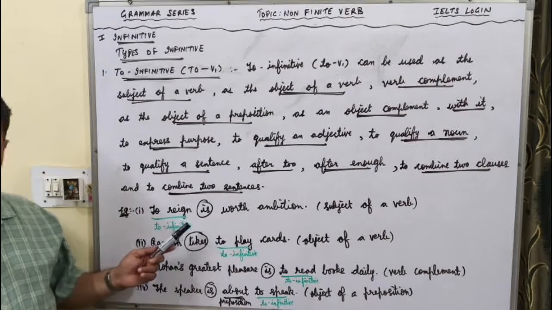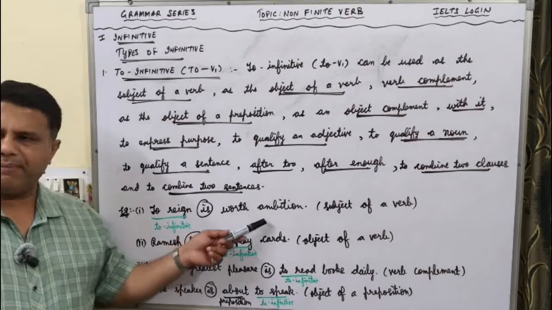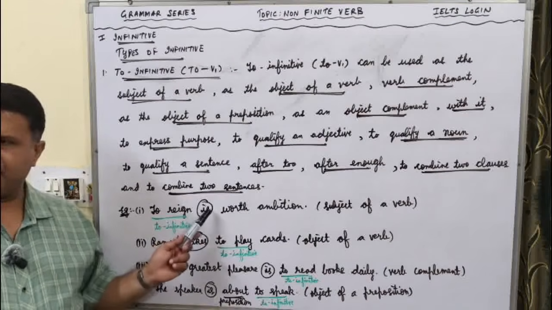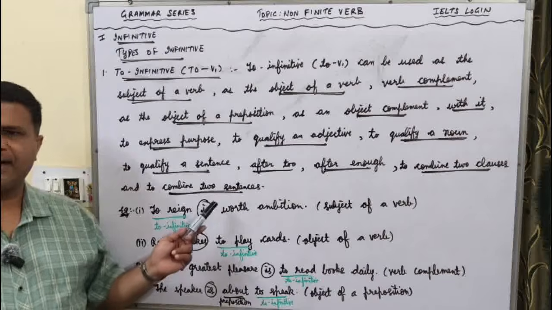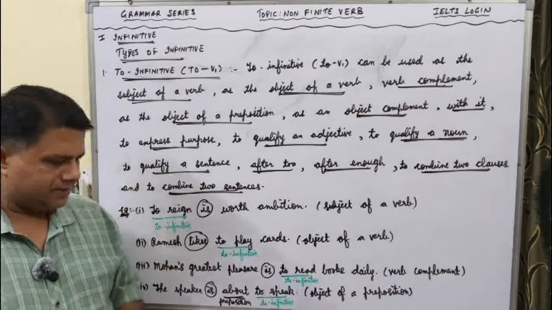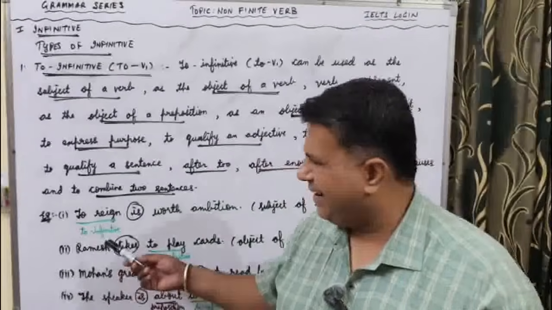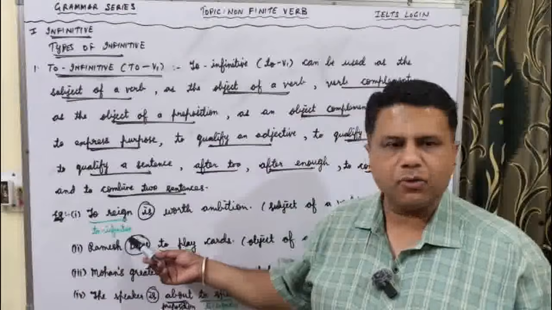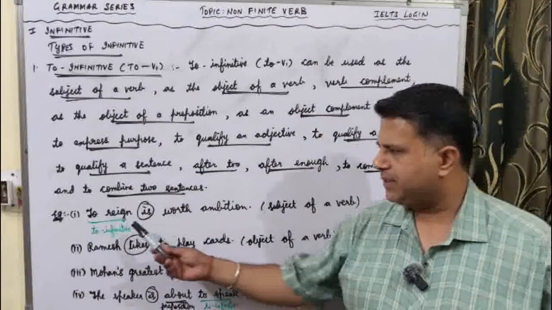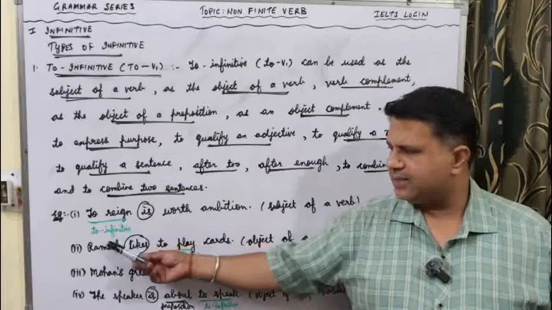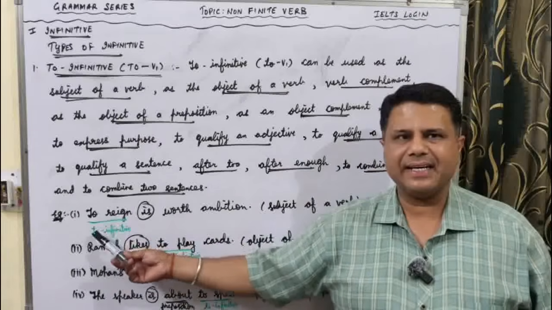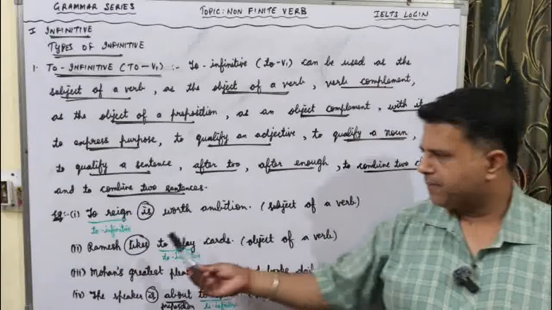Let's see the first example. To reign is worth ambition. Is is the tense element. Again children, all these circled words are finite verbs. They are the tense element. And the words underlined with green ink are to infinitives. First example: to reign is worth ambition. To reign is a to infinitive. What is worth ambition? To reign. So to reign is acting as the subject of a verb.